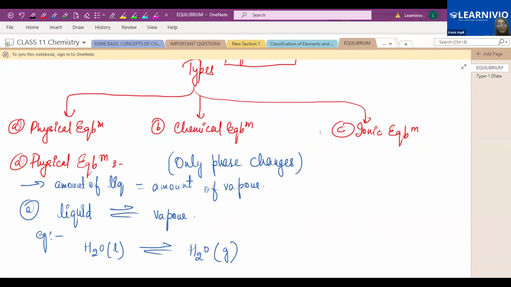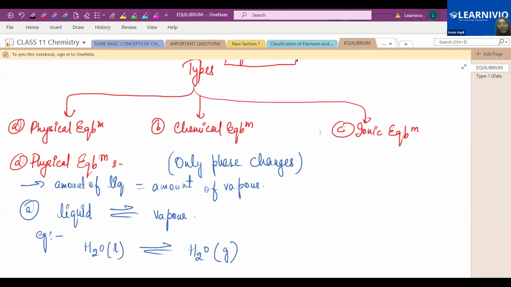Physical equilibrium. So what does this mean? Physical equilibrium is that type of equilibrium in which the amount does not change. Whatever amount you take, it will be as it is. The amount of the substance will not change. Only the phase, the state will change. If it is liquid, it will get converted into vapor or gas, solid into liquid, etc. So only the state of a substance changes in the physical equilibrium.